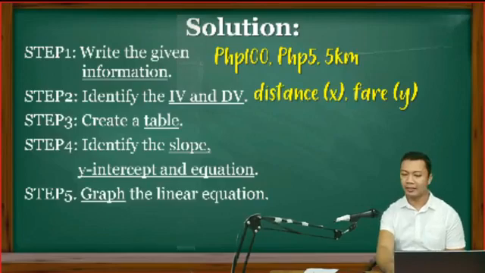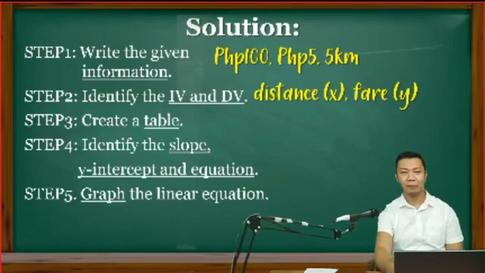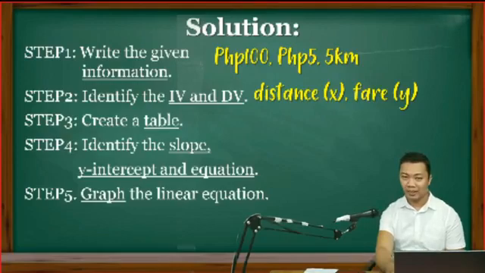And our distance represented by x is our independent variable. And the fare, or yung babayaran natin sa taxi, represented by y is our dependent variable. So we know which one is the input, that's our x, and the output, that's our y. Which is the distance and the fare respectively.